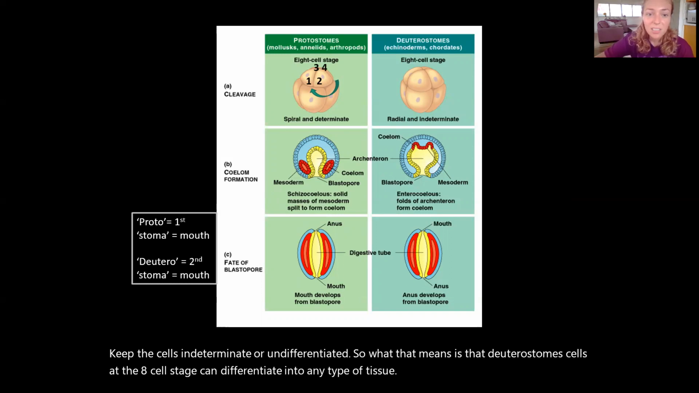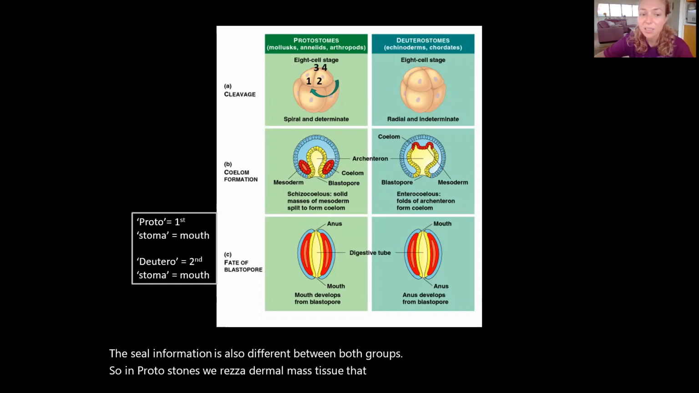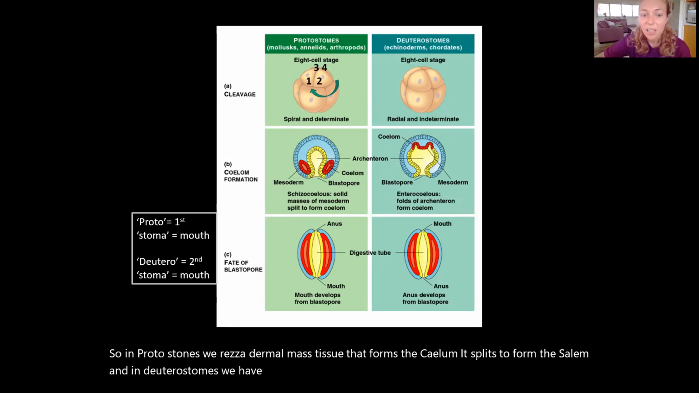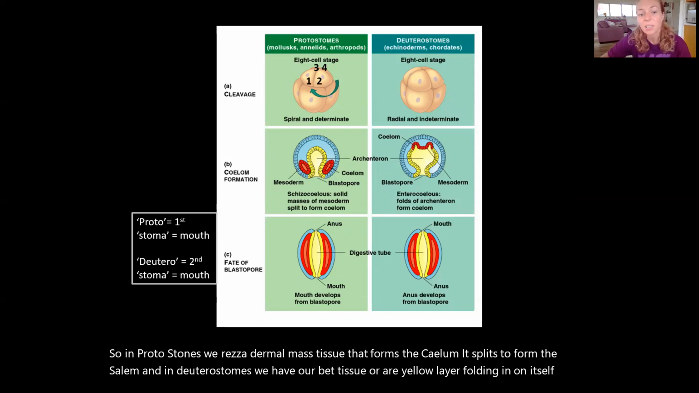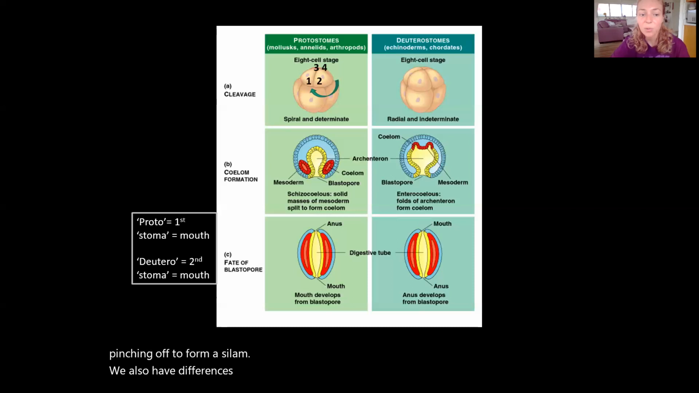The coelom formation is also different between both groups. So in protostomes, we have the mesodermal mass of tissue that splits to form the coelom. And in deuterostomes, we have our gut tissue, or our yellow layer, folding in on itself and pinching off to form the coelom. We also have differences in the fate of the blastopore.